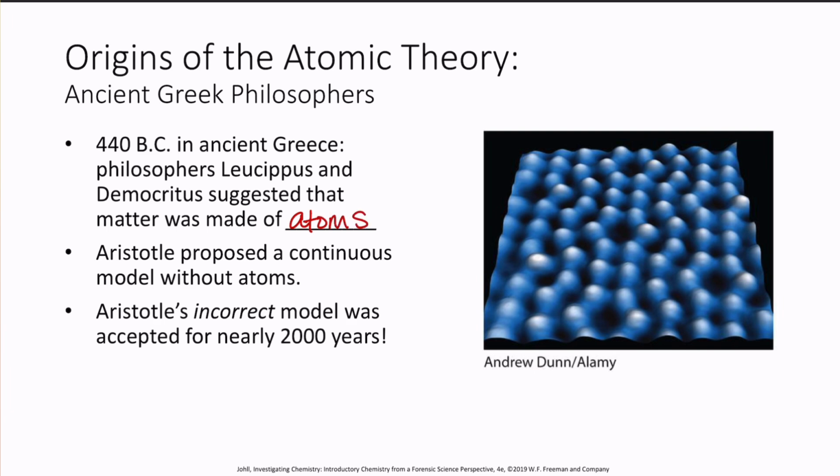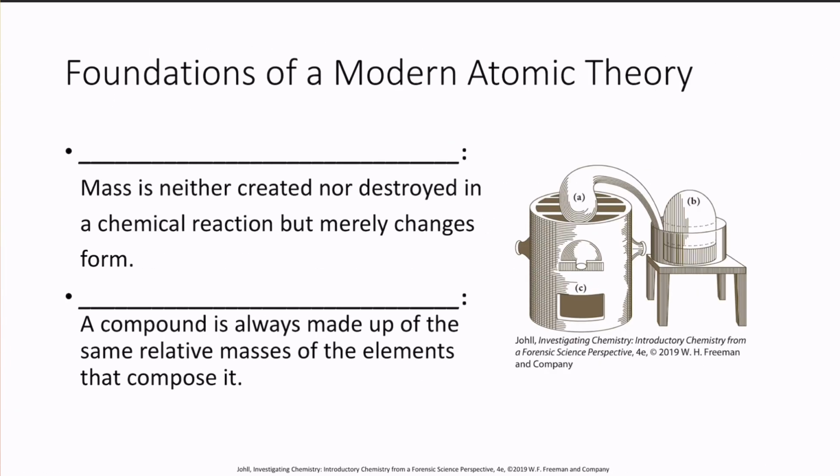Aristotle proposed that there was a continuous model without atoms, and this was held for years and years and years. So it was accepted for nearly 2,000 years. Now let's look at the foundations of modern atomic theory.